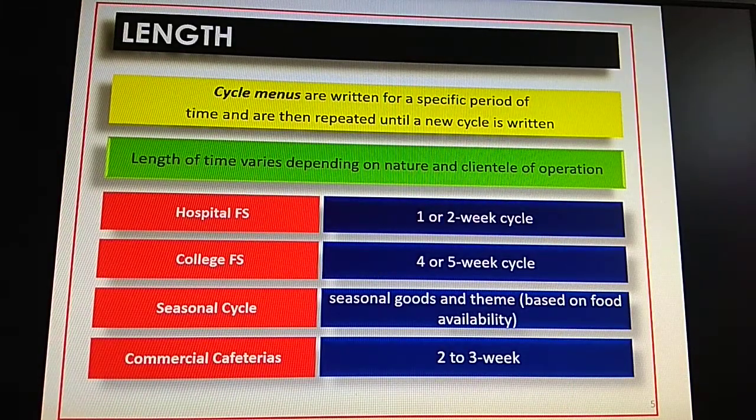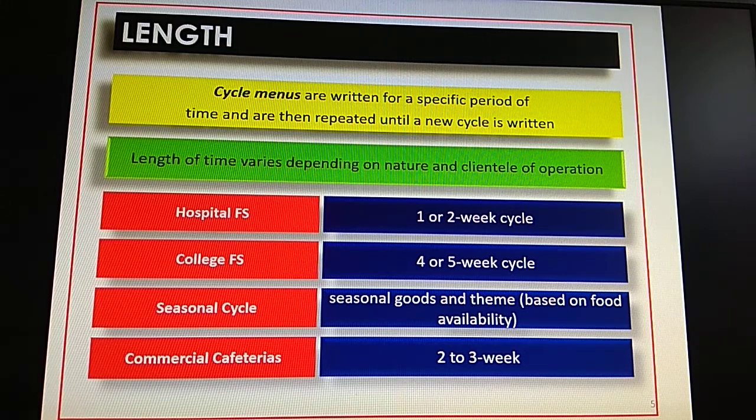Cycle menus are written for a specific period of time and are then repeated until a new cycle is written. The length of time varies depending on the nature and clientele of the operation. A hospital food service, for an example, would have a 1 or 2 week cycle menu. A college food service, on the other hand, is going to have a 4 or 5 week cycle.